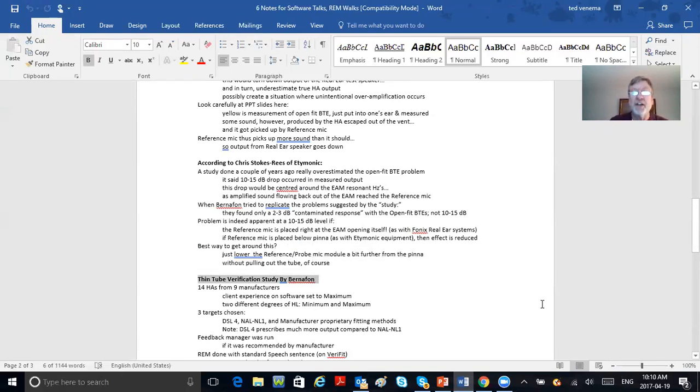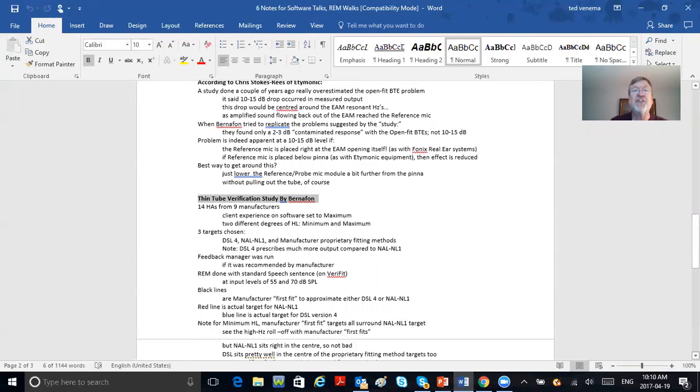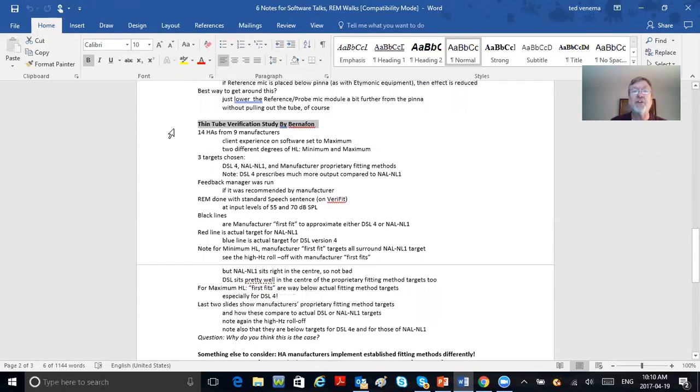We're going to finish today with a little study done by Bernafon about 14 different hearing aids from 9 different manufacturers. The client experience was set to maximum on the software, and they looked at 2 different degrees of hearing loss, a mild hearing loss and a bigger hearing loss. It was an older study, so they're looking at what happened with DSL4, which we no longer use, and NAL1. Okay, NAL1 obviously is still used.